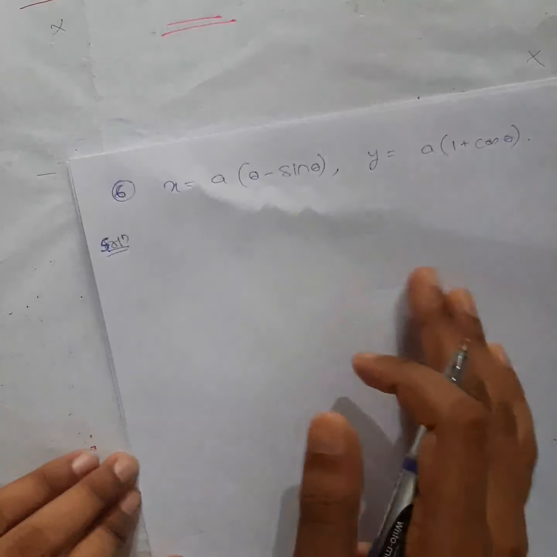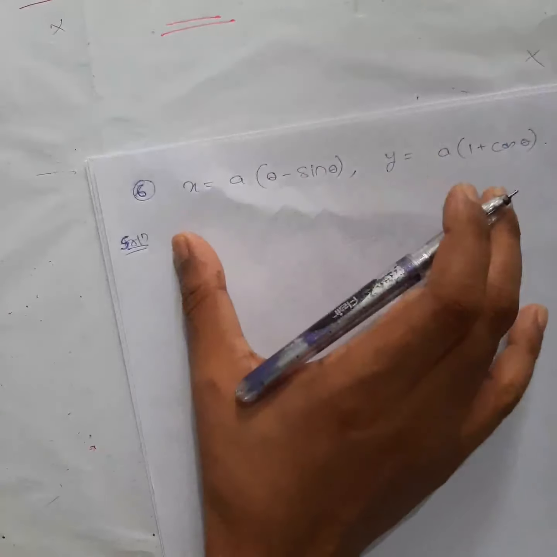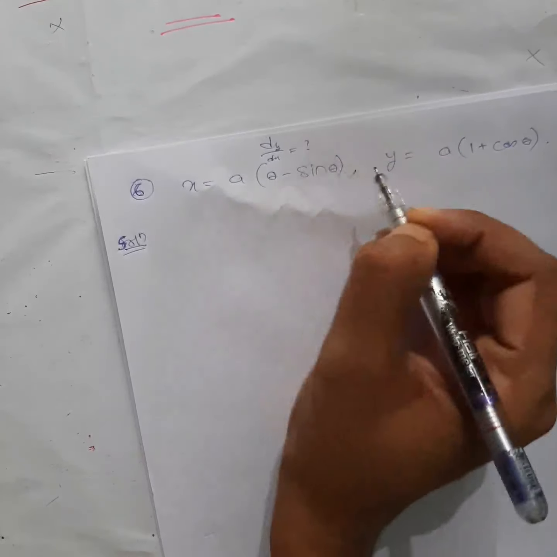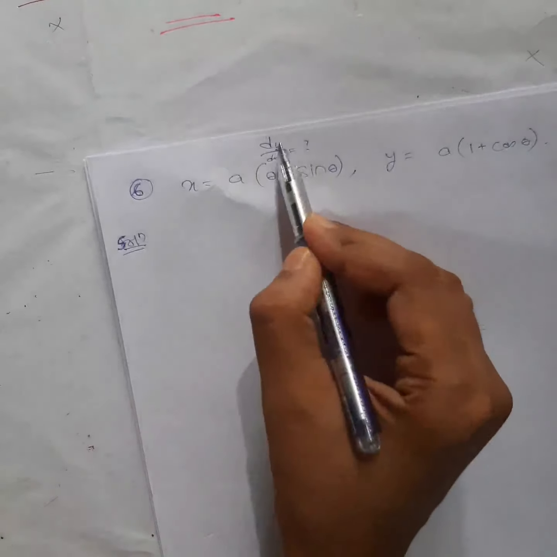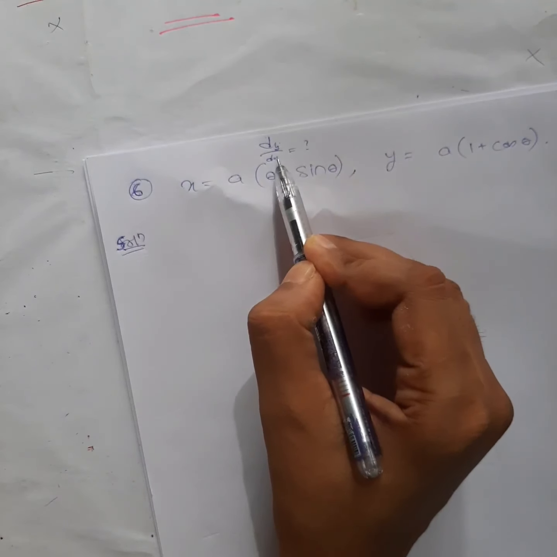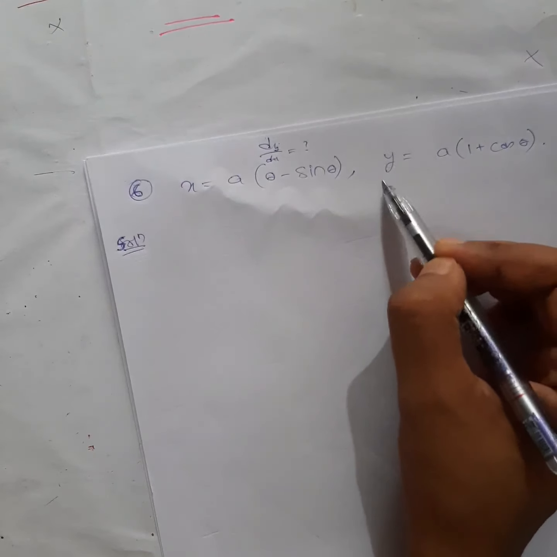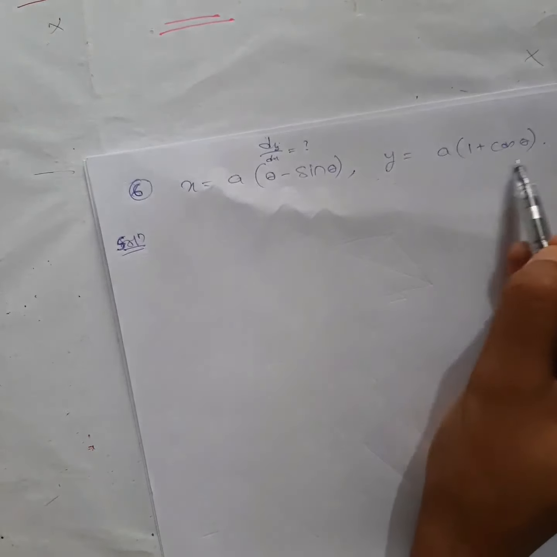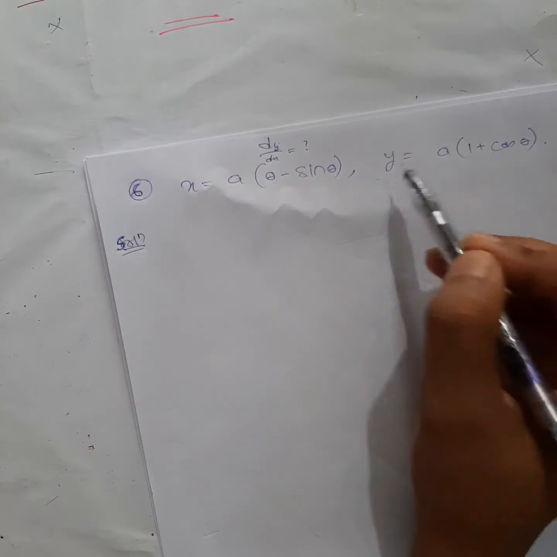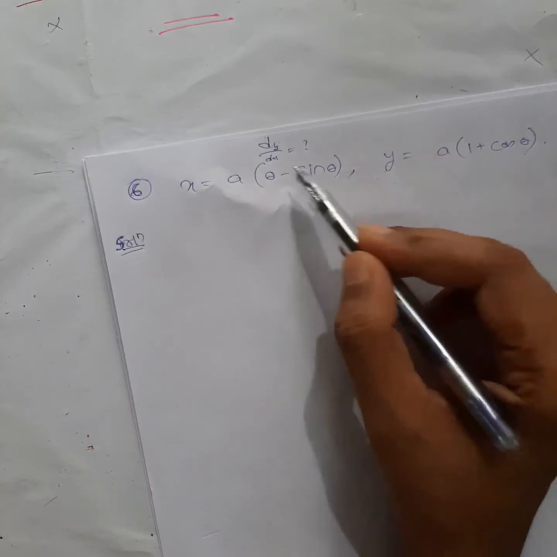Okay, student, next is question number 6. So we need to differentiate this one and we have to find dy by dx. Now to find dy by dx, this means differentiating y with respect to x, right? This is your y. So dy by dx must be in terms of x, right? Your dependent variable should be y and the independent variable should be x here, right?